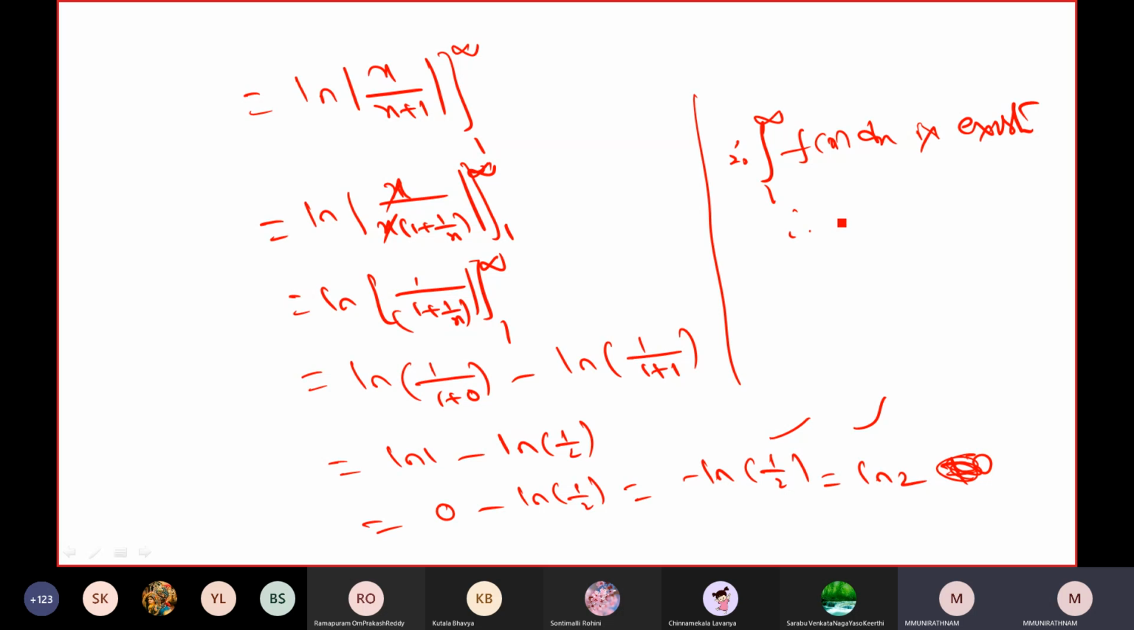So therefore, summation n equal to 1 to infinity 1 by n into n plus 1 converges.